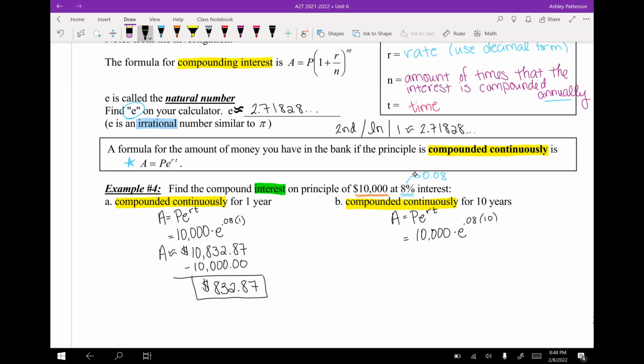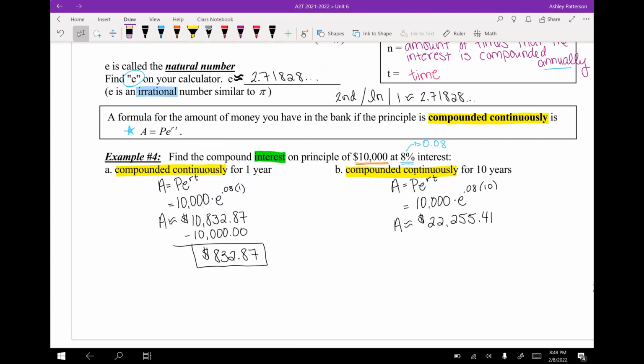So when we put this into our calculator, we're going to put in 10,000 times e, wherever that may be in your calculator. I highly recommend putting the exponent into parentheses to let your calculator know that the whole exponential term is being raised to that product. You could also just move the decimal place before you put the exponent in, because you know it's being multiplied by 10. Couple of options for you. All right, so our final amount is $22,255.41, rounding appropriately for money and mathematically.